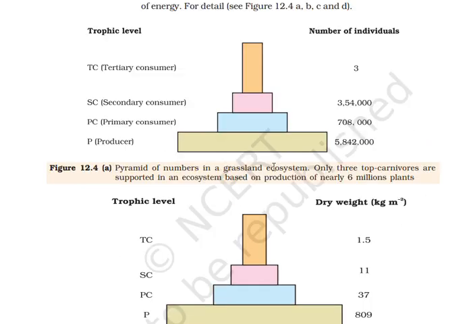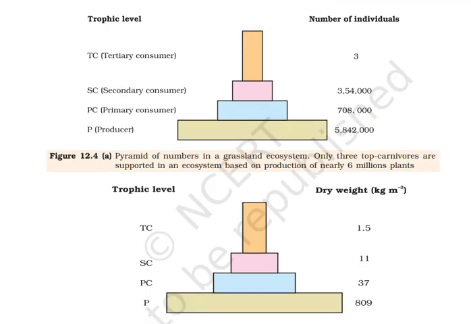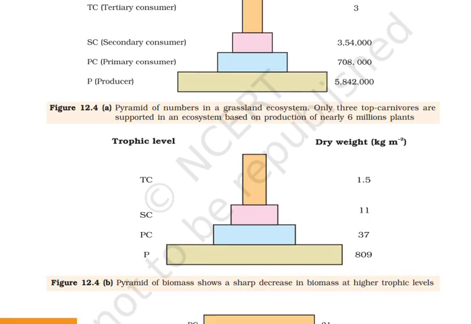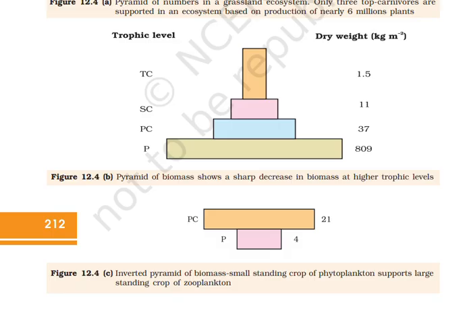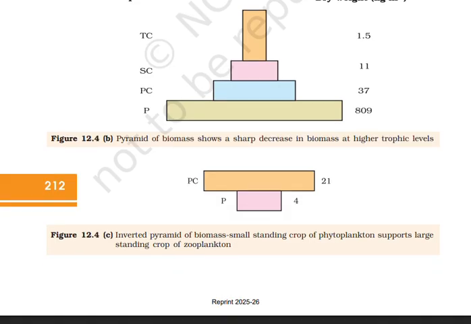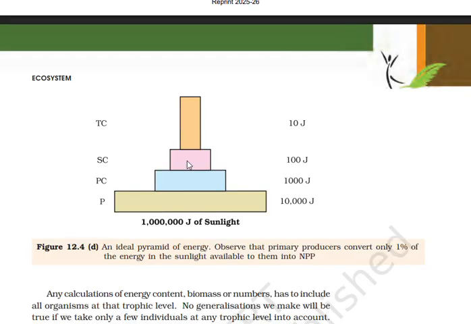Pyramid of numbers in a grassland ecosystem. Only three top carnivores are supported in an ecosystem based on the production of nearly 6 million plants. Pyramid of biomass shows a sharp decrease in biomass at higher trophic levels. Inverted pyramid of biomass: a small standing crop of phytoplankton supports a large standing crop of zooplankton. An ideal pyramid of energy.